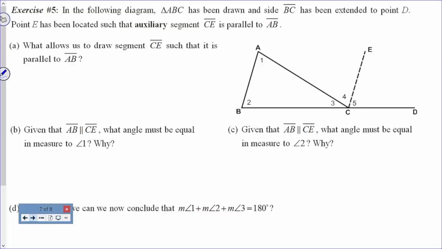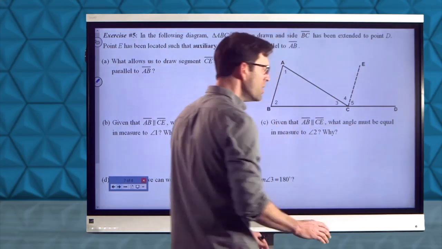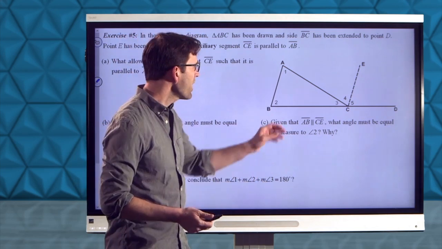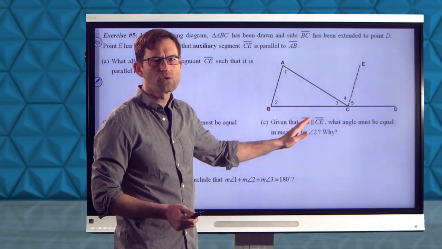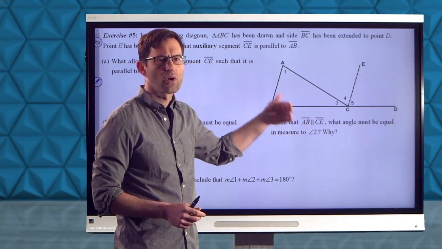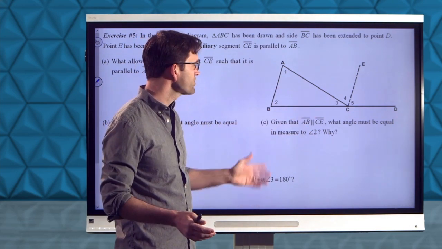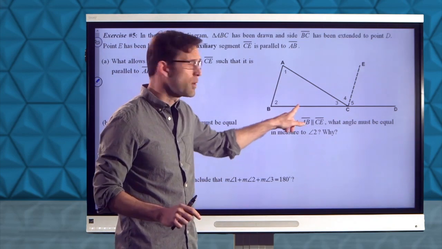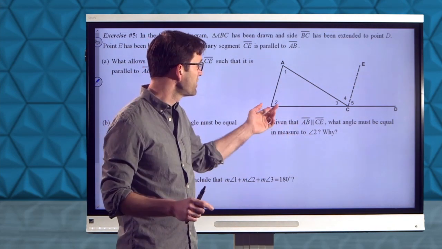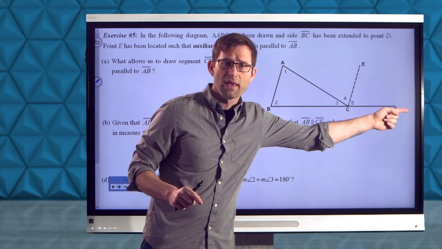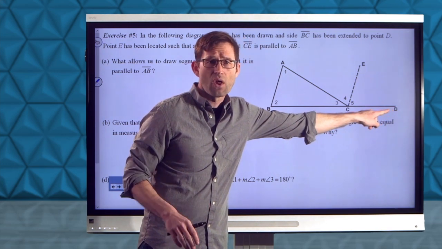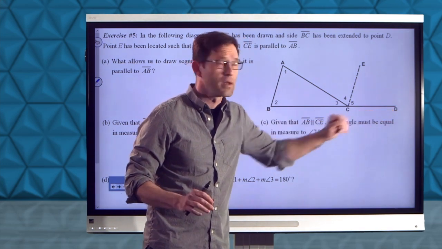Exercise number 5. In the following diagram, triangle ABC has been drawn and side BC has been extended to point D. Point E has been located such that auxiliary segment CE is parallel to AB. Ooh, let me lay all this out for you. Okay, I got some random triangle. It could be a right triangle, an obtuse triangle, an acute triangle, an equilateral triangle, it doesn't matter. And basically what I'm going to do is take one of the 3 sides, and it doesn't matter which, but I've taken side BC, and I'm just going to extend it. I'm going to make it longer out to point D. How much longer? Doesn't matter at all. I just have to make it a little bit longer.